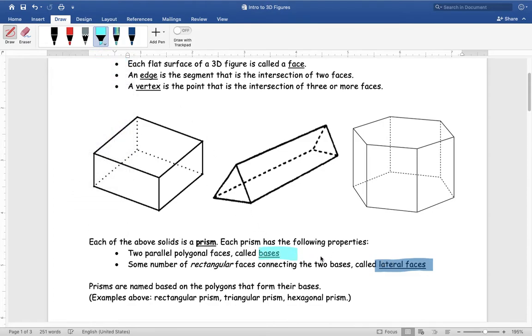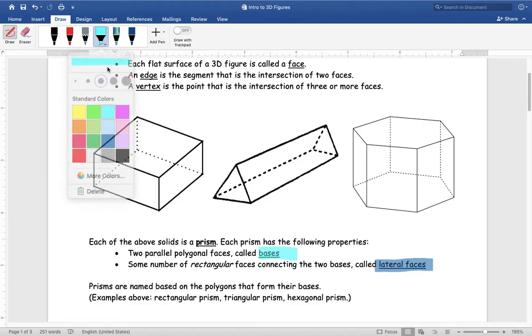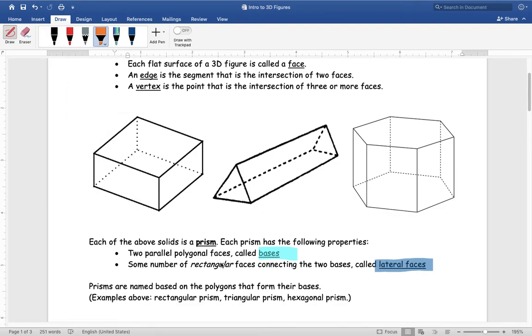not the bases. So for example, in this drawing over here, I see a bunch of rectangles going around the outside, but I also see two hexagons. Well, my lateral faces can only be rectangles, which means anything that's not a rectangle would have to be my base. So this would be a hexagon on the top and the bottom that form the bases of that prism.